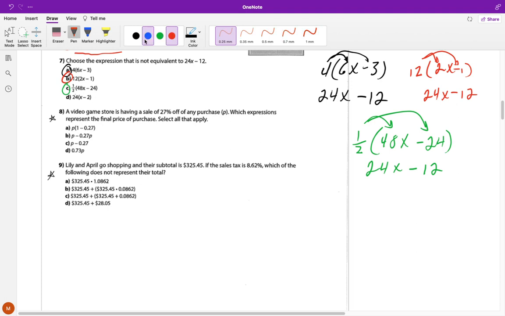And then when we do the last one, we have 24 times x minus 2. Well, 24 times x is 24x, but 24 times 2 is minus 48, which is not equivalent to 12. So that one does not work.